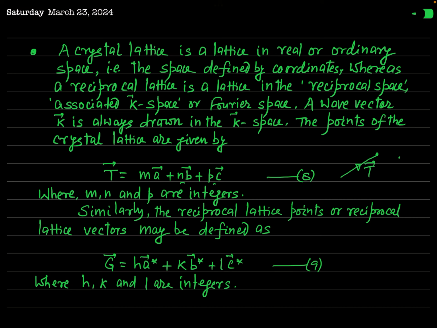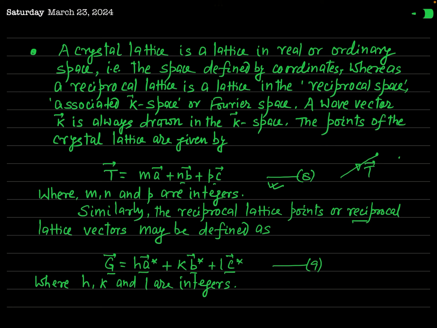In the similar manner, when you actually talk about the reciprocal lattice space, then we have to define a translation vector just equivalent to this T. And in this case, in case of reciprocal lattice, which is defined in reciprocal space or K space or Fourier space, we define a vector which is called reciprocal lattice vector, and this reciprocal lattice vector is defined just on the line of this translation vector T. And if we denote this reciprocal lattice vector by the symbol G, this is defined as HA star plus KB star plus LC star, where H, K and L are also integers. Okay, these are also integers.